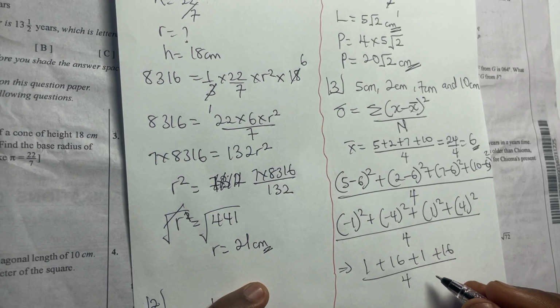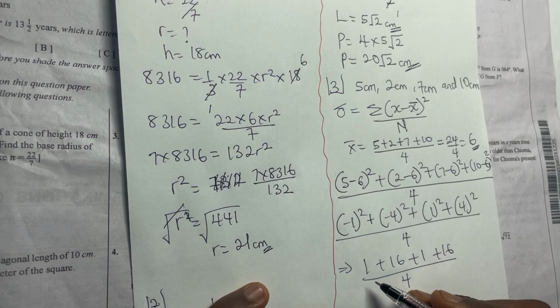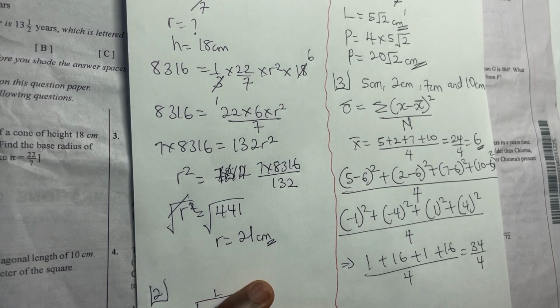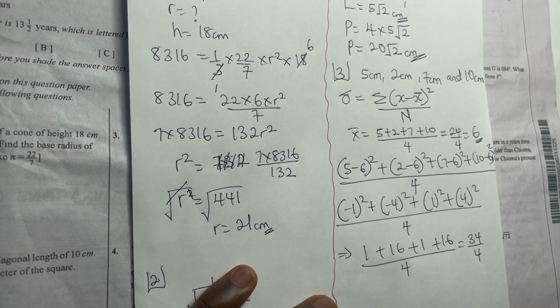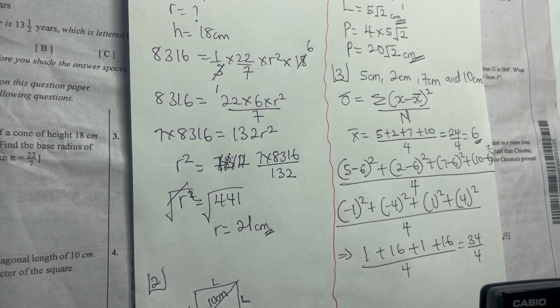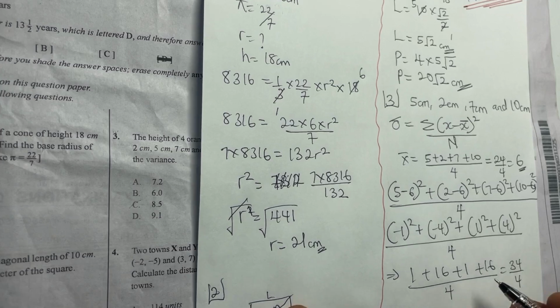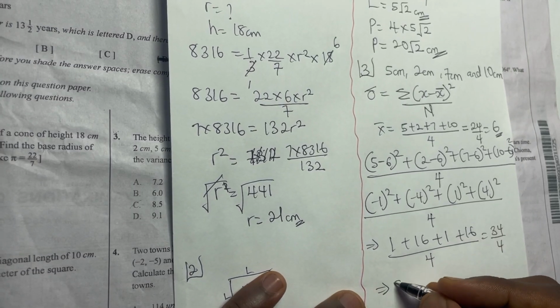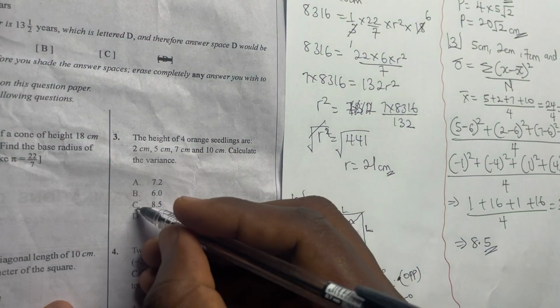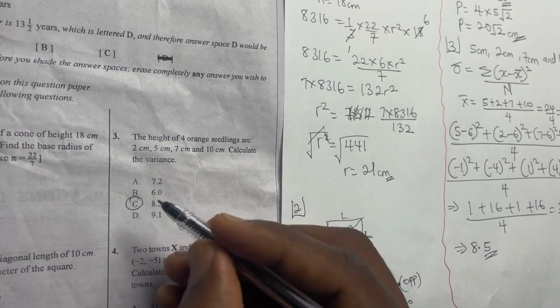16 plus 16, that is 32. 32 plus 2, that's 34. So 34 over 4 will give us 8.5. So then the answer here is 8.5. So let's check. 8.5 is C. As you can see it here, let me circle it.